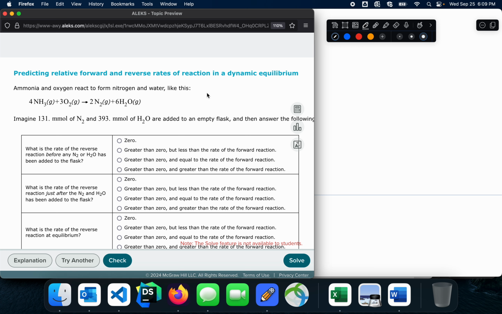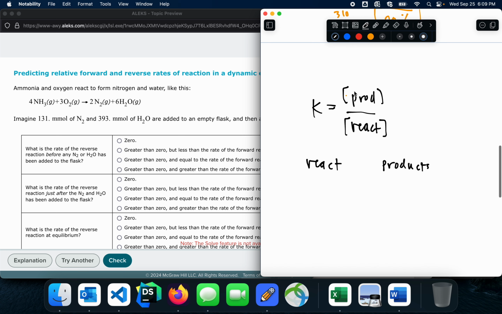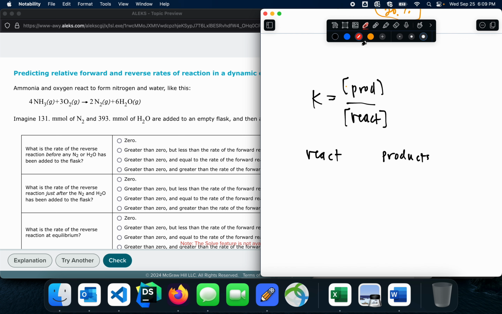All right, so let's talk about what dynamic equilibrium is. Let's come over here and look at this. At equilibrium means that the ratio of the amounts of the products and reactants is constant. It's constant at a particular temperature. So if it's at equilibrium and the amount of products is increased, the number of reactants is going to have to increase as well.